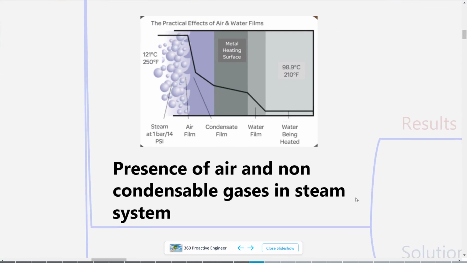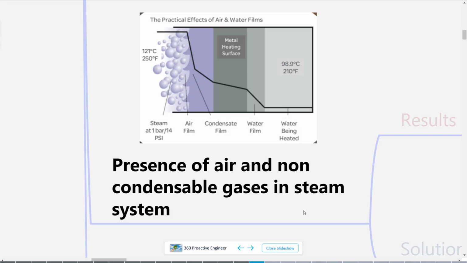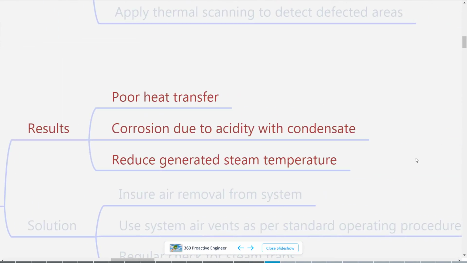The next problem will be the presence of air and non-condensable gases in our steam system. Actually, the air will work as a buffer and will hinder the amount of heat transfer from the steam. So the result will be poor heat transfer, corrosion due to acidity with condensates because of that small amount of CO2 with the air, and reduced steam temperature, as we said.